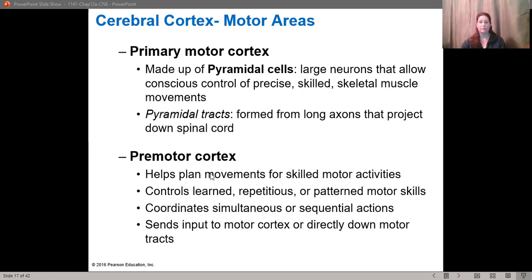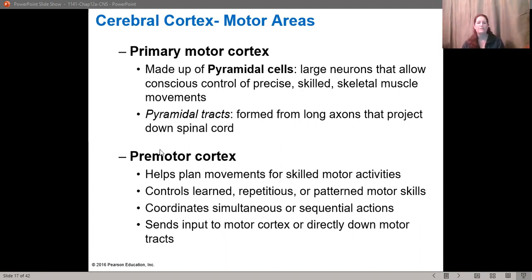For the exam for premotor, we are focusing on planning. One of the categories of questions on your exam is, if you damage the premotor cortex, you would not be able to do which of the following? Or you would be able to do something. What would you still be able to do?